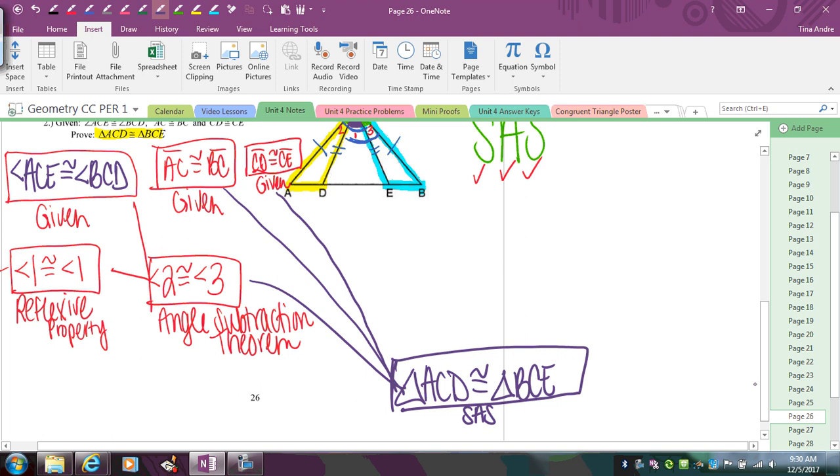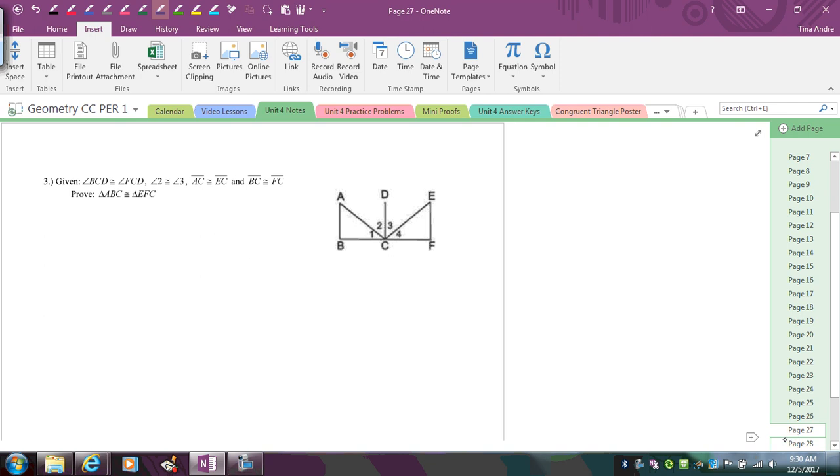So let's try one more together. So if we go to the next page, we have a different looking scenario. So again, let's look at which triangles we're trying to prove. So I'm trying to prove triangle ABC. So triangle ABC is congruent to EFC.